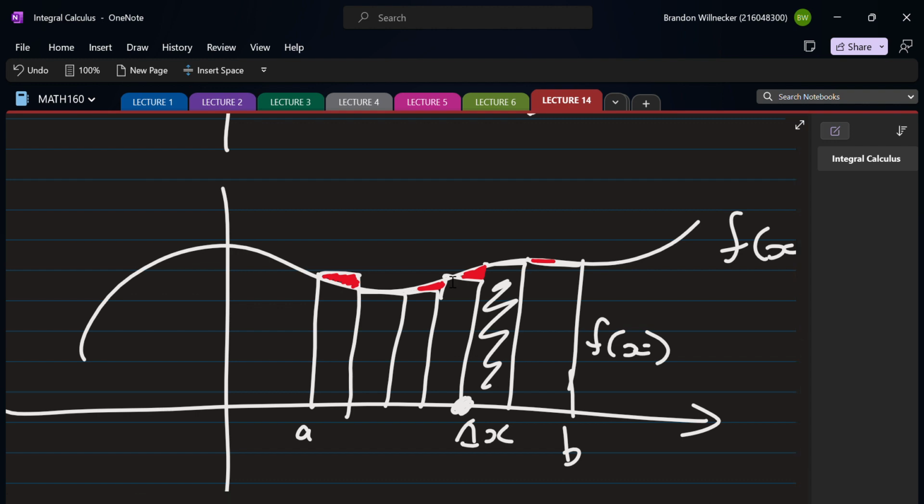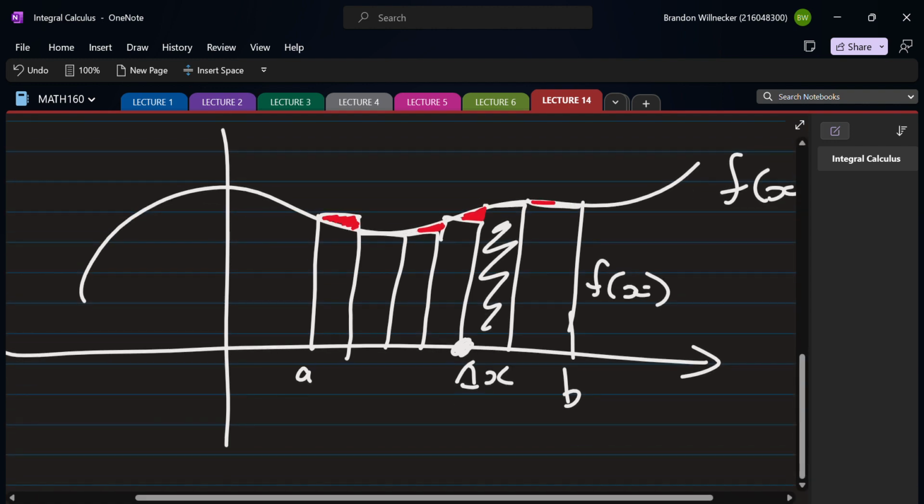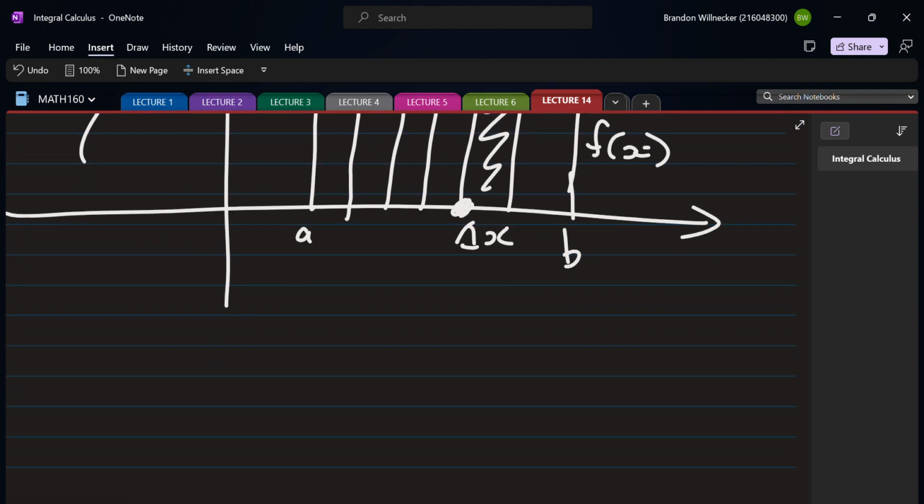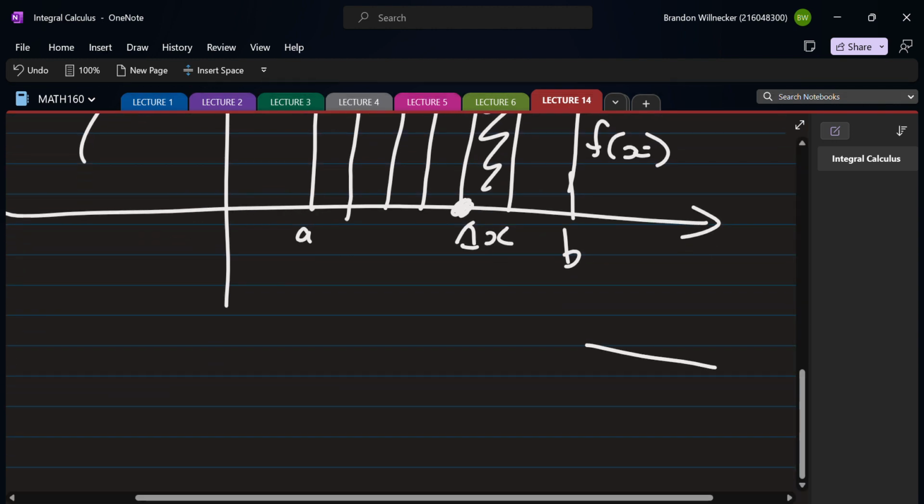So how do we fix this problem? We fix this problem by making the rectangles smaller and smaller. If we make these rectangles smaller and smaller, then these error bits, this red bit over there, this red bit over there, also get smaller and smaller. Just to show you the process, I'll redraw it again.